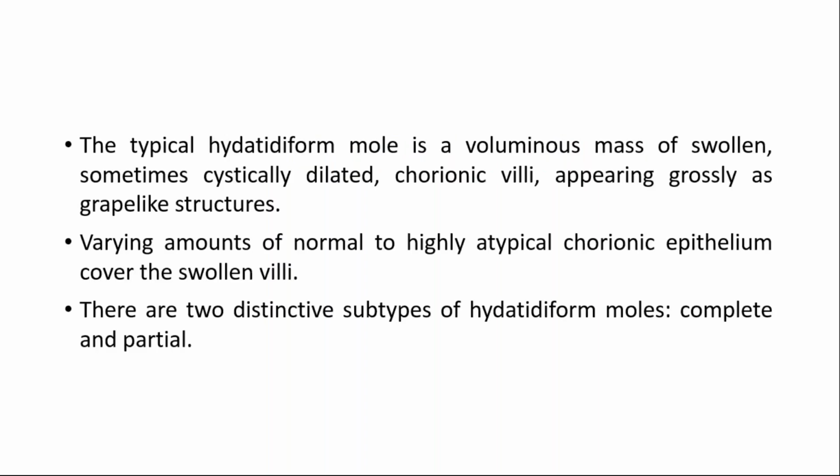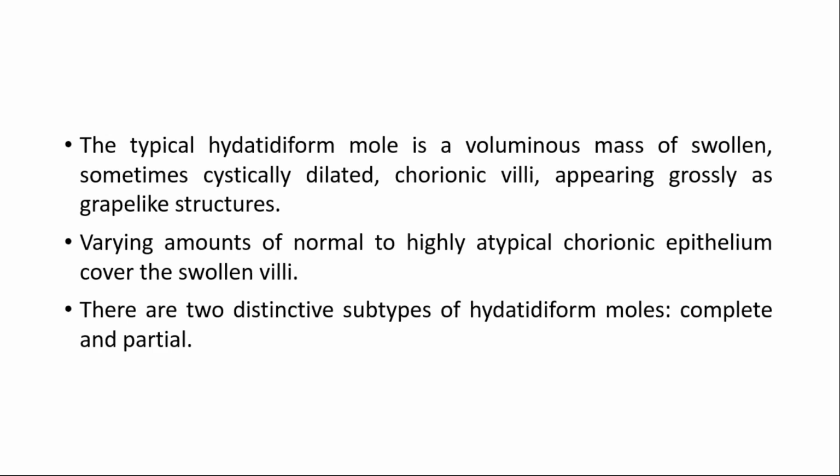The typical hydatiform mole is a voluminous mass of swollen, sometimes cystically dilated chorionic villi, appearing grossly as grape-like vesicles or grape-like structures. Varying amounts of normal to highly atypical chorionic epithelium cover the swollen villi. There are two distinctive subtypes of hydatiform moles. They are complete mole and partial mole.